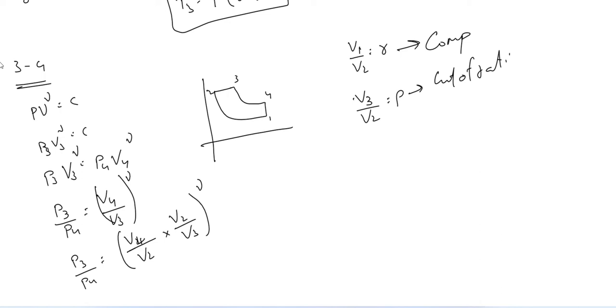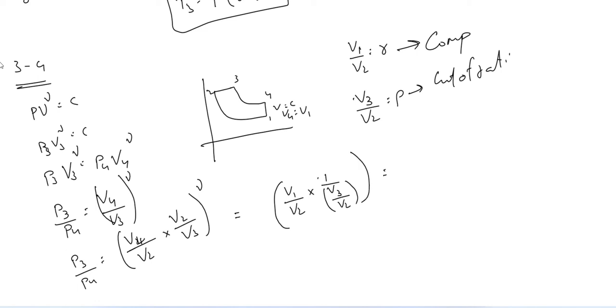Okay. In the same way, we will write, see, here volume is constant, right? Then V4 equals V1, right? Okay, substitute V1 here. V1 by V2 into 1 divided by V3 by V2. You can write like this. Yeah, no issue, right? Okay.